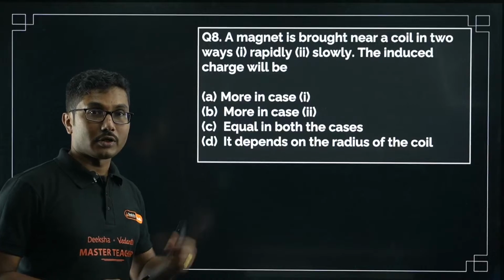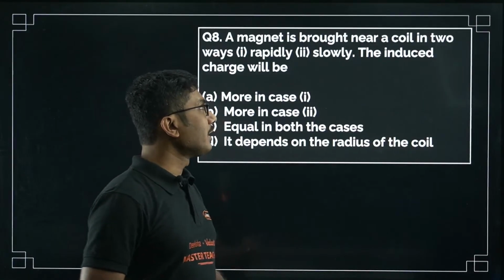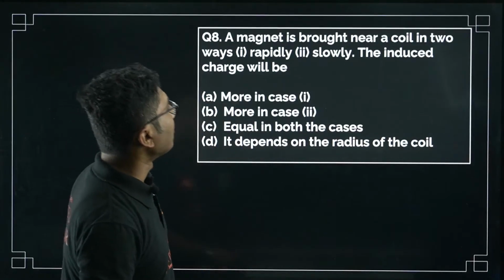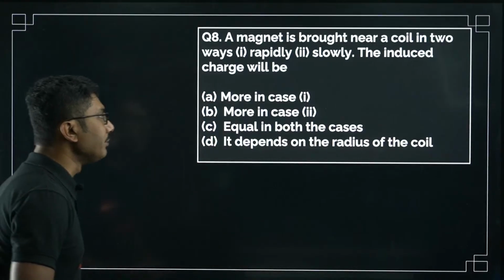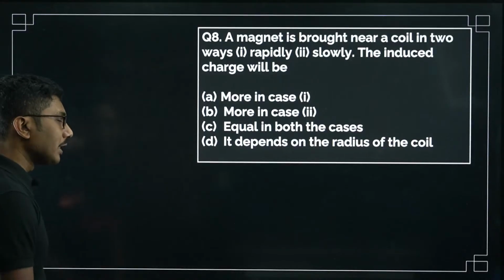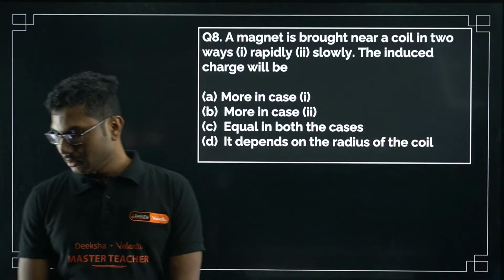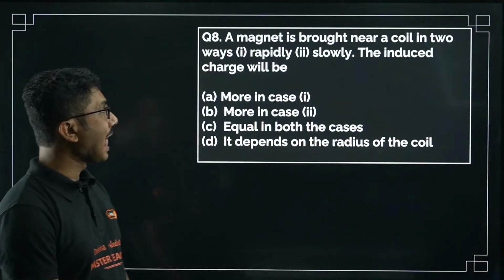Now next, we will solve questions from electromagnetic induction. A magnet is brought near a coil in two ways: rapidly, number one; slowly, number two. The induced charge will be more in case one, more in case two, equal in both cases, or it depends on the radius of the coil. Okay, now let's see who can answer it.